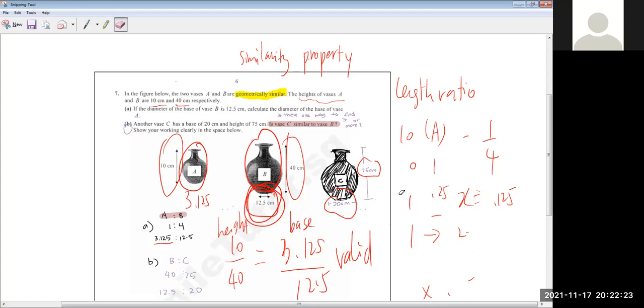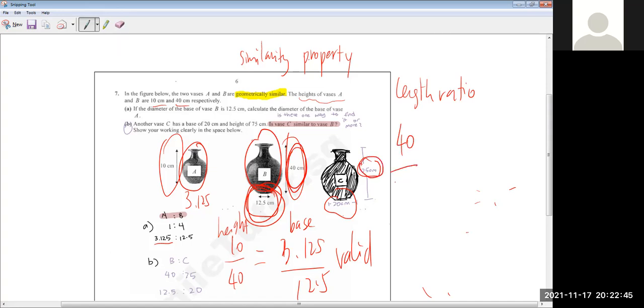So I make use of the similarity property. That means you make use of the length ratio. And over here, you have two lengths. One of them is the height, the other one is the base. If they are the same, that means they are similar. If they're not the same, that means they are not similar. So the height ratio is 4. The height is 40 for B. The height is 75 for C. I need to ask myself whether it's equal to the base ratio. And the base for B is 12.5. And then the base for C is 20.